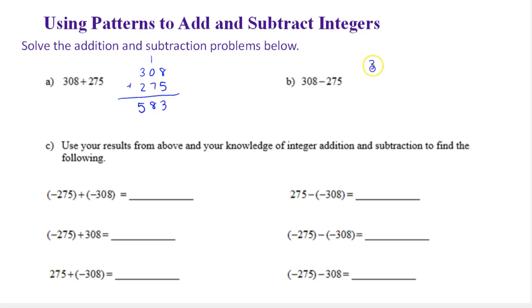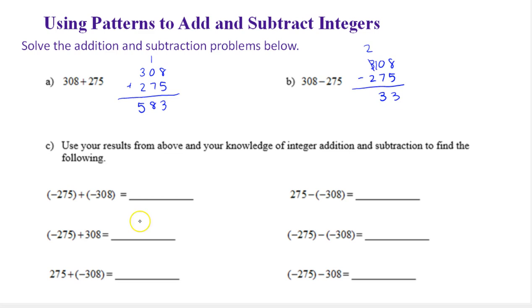Now let's find this difference. 308 minus 275. 8 minus 5 is 3. We can't subtract 7 from 0 without using negative numbers, so we're going to borrow from the hundreds place, take 100. 100 is 10 tens, so I'm going to put a 1 in front of this 0. Now we have 10 tens minus 7 tens is 3 tens, and 2 hundreds minus 2 hundreds is 0. So our result here is 33.